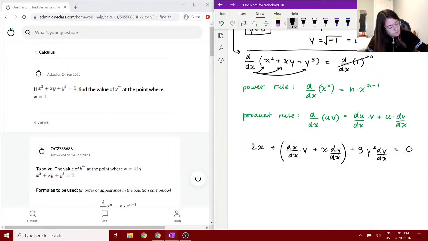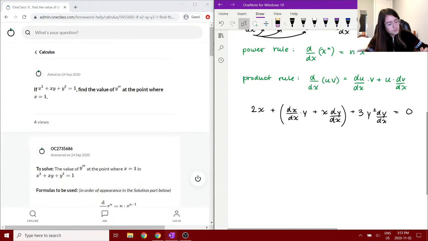And then that is all equal to 0 because we determined before that the derivative of a constant is 0. Okay, so I'm just going to change notation so it's a little bit simpler to see. I'm going to change it to the prime notation to simplify this equation. So we have 2x plus, and then this here is just dx over dx.